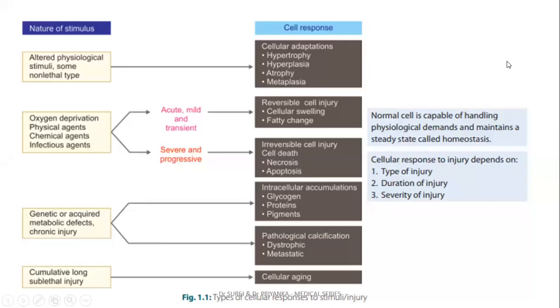A normal cell is capable of handling physiological demands and maintains a steady state called homeostasis. Cellular response to injury depends on the type of injury, duration of injury, and severity of injury. The types of cell responses to stimuli by injury, we are going into the detail regarding the cellular responses. Here you can see the nature of the stimulus and what happens. If there is altered physiological stimuli, some non-lethal cellular adaptations will occur.